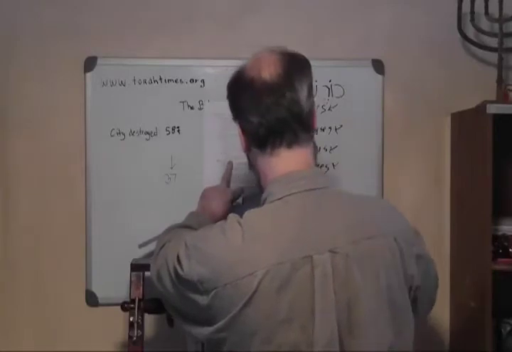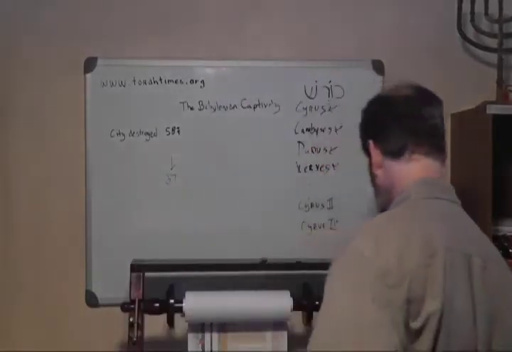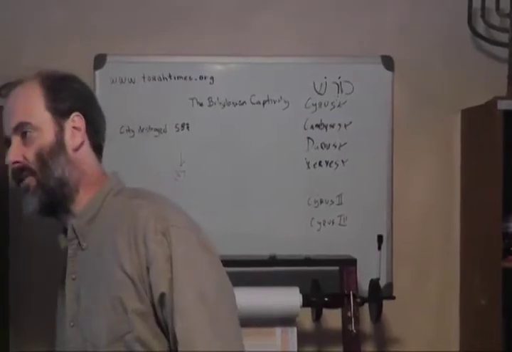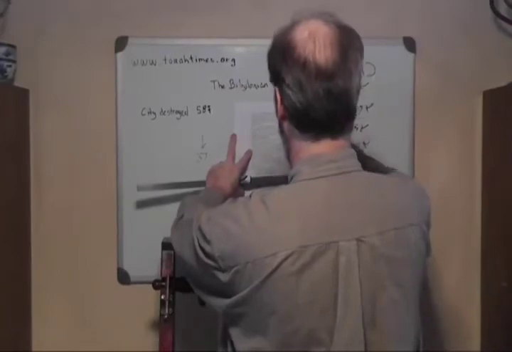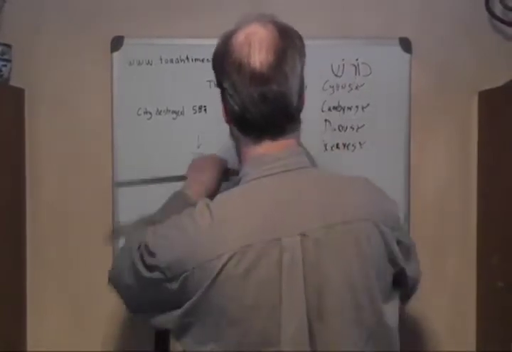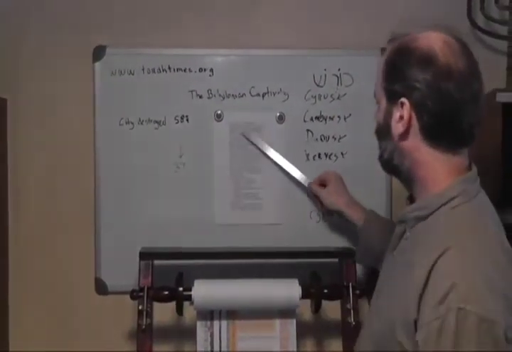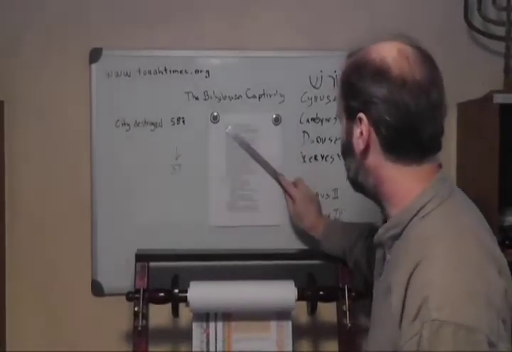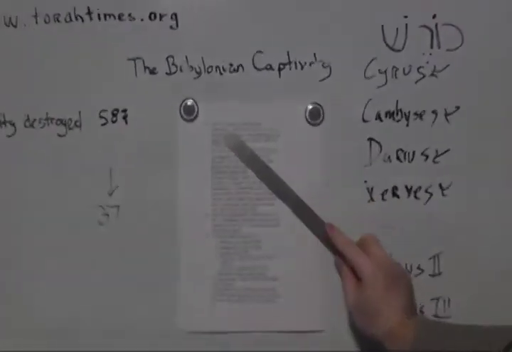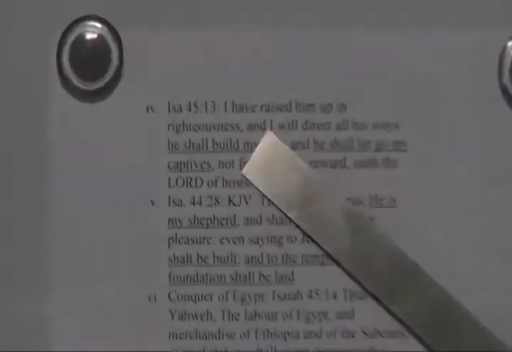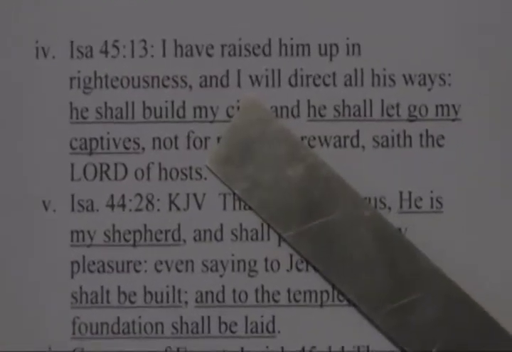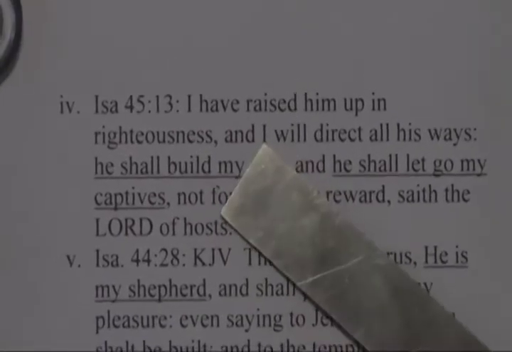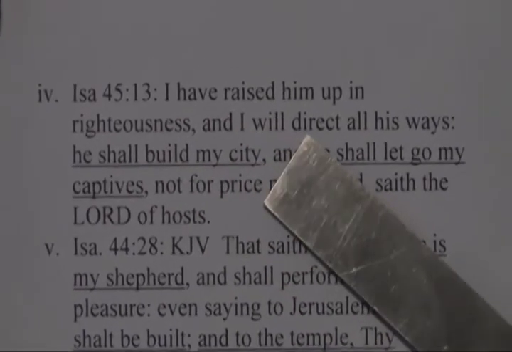Go to the next page here, and we'll show the proof of which Cyrus, which Persian king, is actually being talked about. Let's talk about Isaiah 45:13 first. I did mention that. I have raised him up in righteousness, and I will direct all his ways. Cyrus is called Mashiach, but this is very interesting. I will direct all his ways.